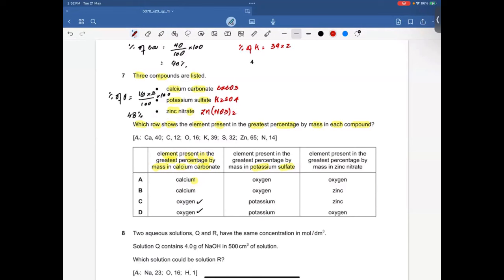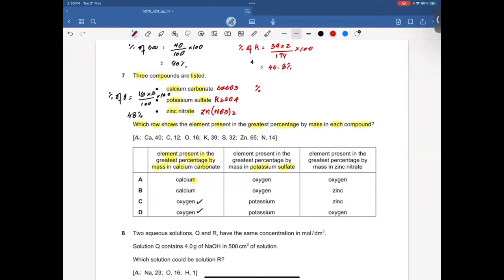Okay. So the mass of potassium is 39. We have 2 potassium atoms, so times 2 divided by the Mr of potassium sulfate, which we need to find out. 39 times 2 plus 32 plus 16 times 4 is going to be 174, times 100. So let me check. 39 times 2 divided by 174 times 100. So it's basically 44.8%. Okay.